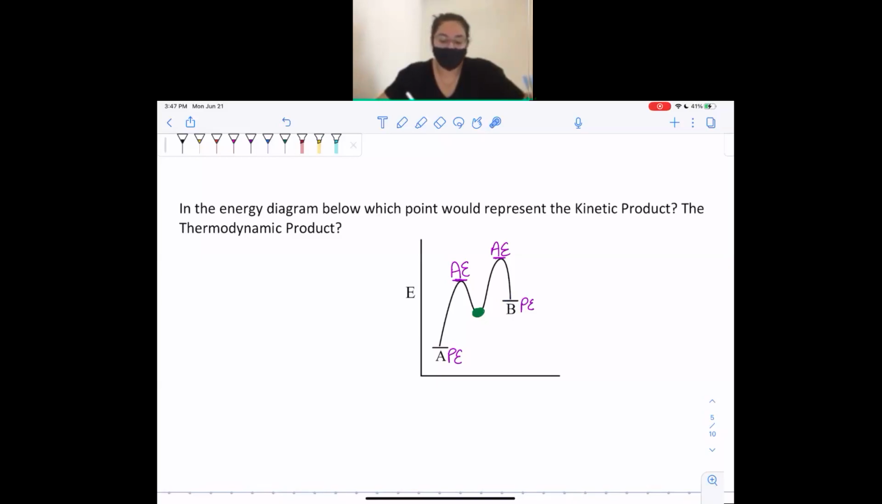So now that we have those two things defined, we can go in and figure out which one is kinetic and which one is thermodynamic. So how do we tell if something is kinetic? What are we looking for?